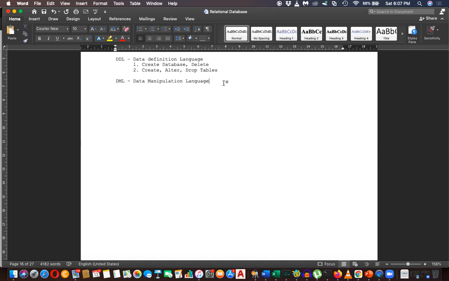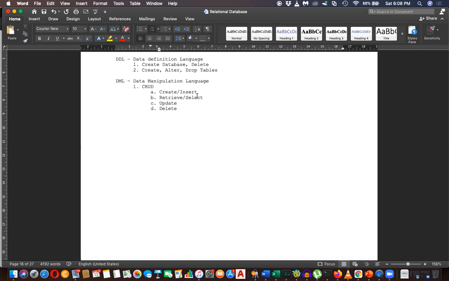And in data manipulation language, basically we discussed CRUD applications. Can you remember what CRUD means? Create, retrieve, update, and delete. So basically, creating, retrieving, updating, and deleting data. Retrieve means select, so we learned the select query there. Create means insert query. Update means update query, delete means delete query.